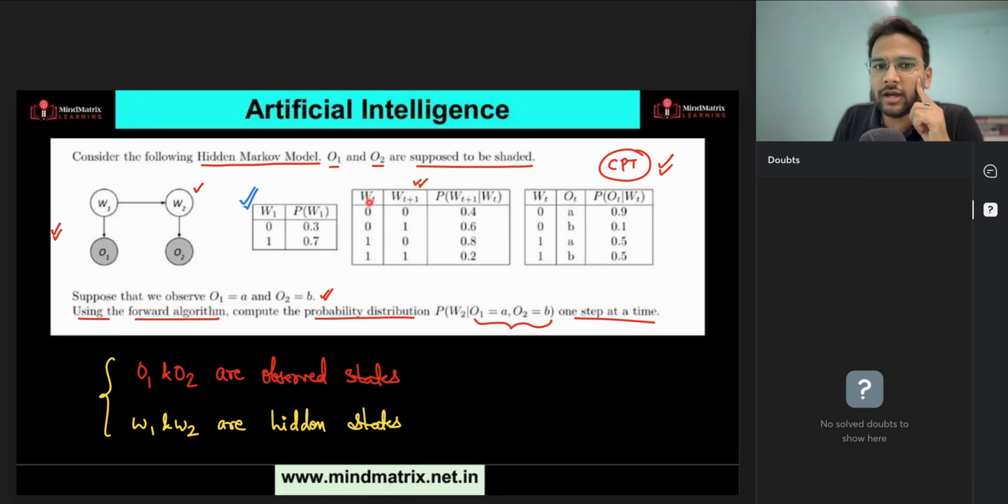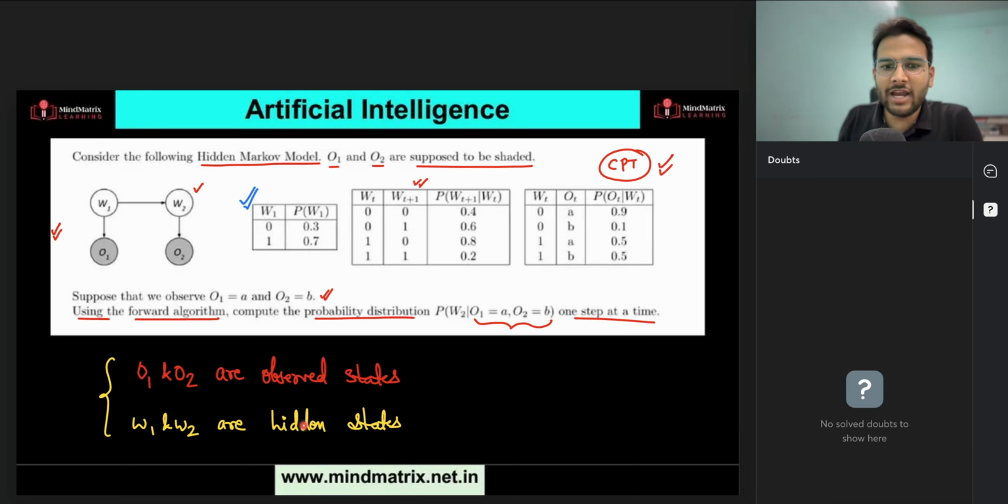See, WT and WT plus 1. That means WT represents what? It represents the current state. Exactly. WT plus 1 represents what? It represents the next state. Correct. Now, what is given to you? It is given that probability of next state given current state. Okay. So here it is 0 to 0.